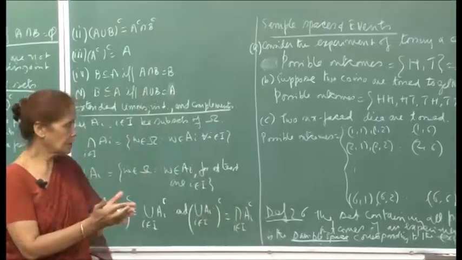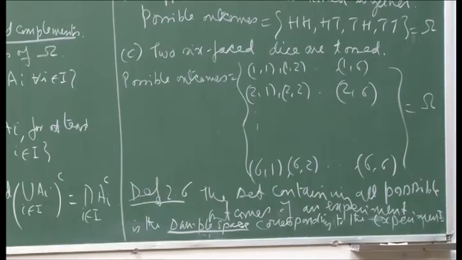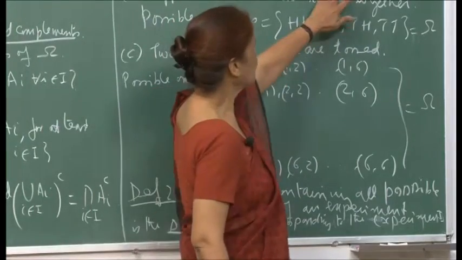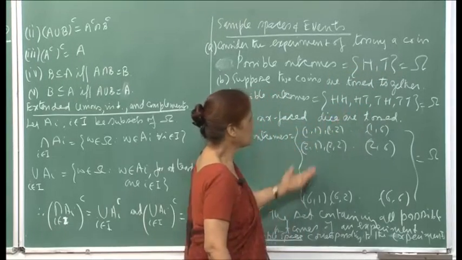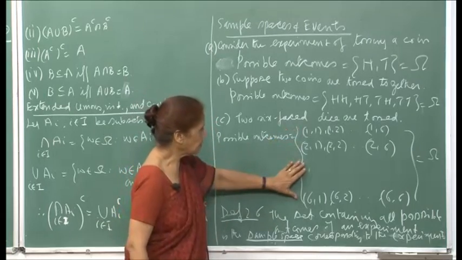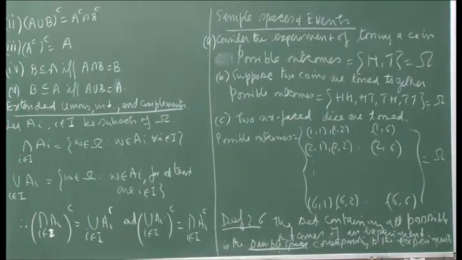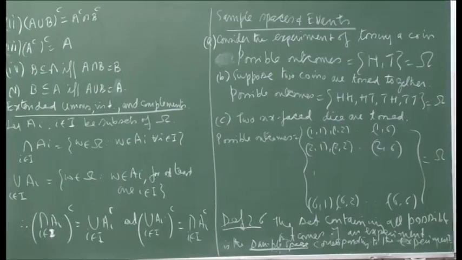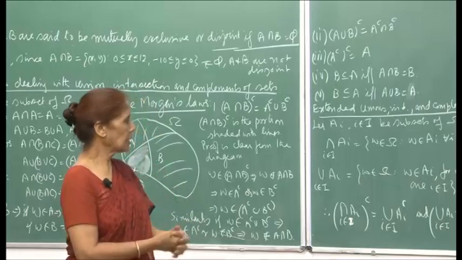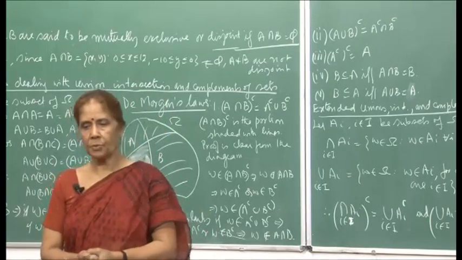So you can see that the sample space can have any kind of structure. Here in this case, for example, it was H and T, these are the possible outcomes. In this case, it was HH, HT, TH, TT, and now in this case, it is pairs of numbers where the numbers can range from 1 to 6, and so the collection of those 36 pairs of numbers is the set of elements of your sample space omega. So now I will go on to defining the concept of events, and then we will try to estimate the probability of events.